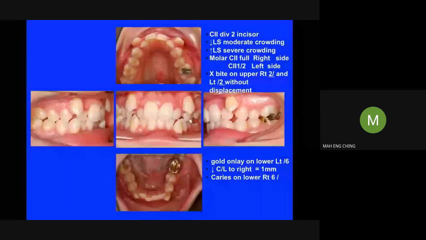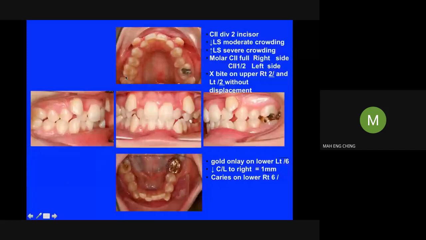Okay, how about this one? Class 2 tip 1, upper lower crowding. Left side and right side, the molar relationship is not the same. So what do you think about this one? First thing, count the teeth. 1, 2, 3, 4, 5, 6, 7. Same. You have all the teeth present. Then you go according to the mouth occlusion: deep bite, overjet, other things, crowding.